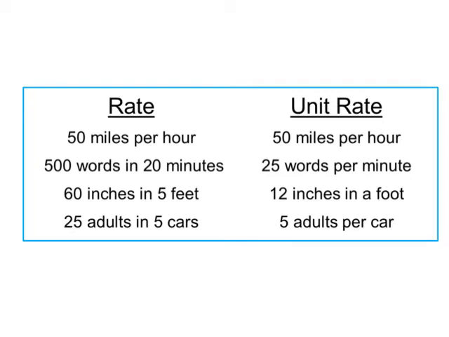So here are some other examples. These are all rates. And a rate, even if it's a unit rate, is still a rate. So 50 miles per hour, 500 words in 20 minutes, 60 inches in 5 feet, 25 adults in 5 cars. The unit rate now takes all of the second numbers and makes them all 1. So it's 50 miles per 1 hour, 25 words per 1 minute. It's kind of like taking your ratio and simplifying it, reducing it. 12 inches in 1 foot, 5 adults per 1 car. Now the second quantity is always 1, so we just reduced.